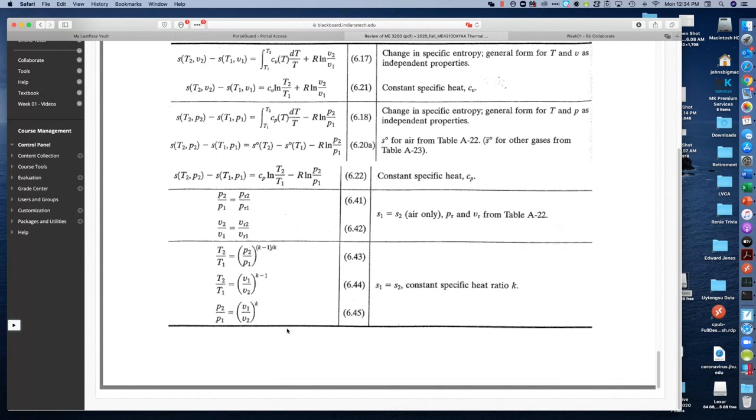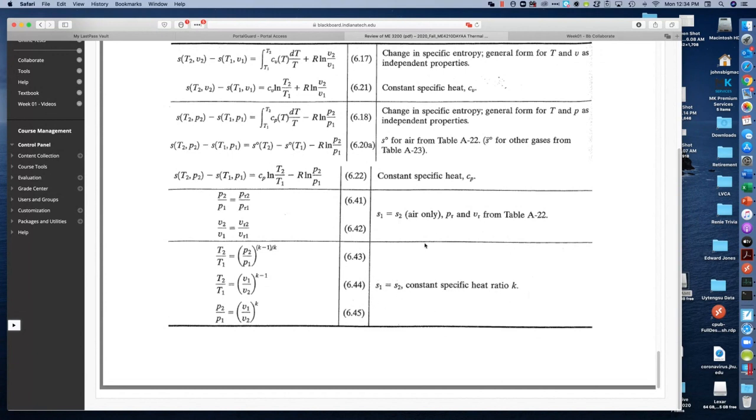The final thing is, again, when entropy is constant, and you have what's referred to as a constant specific heat ratio, k. k is just equal to C sub p over C sub v. And for a substance like air, that value is 1.4. C sub p is always 40% greater than C sub v. Any gas has a ratio of specific heats.